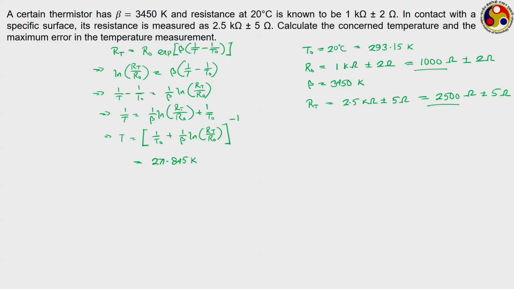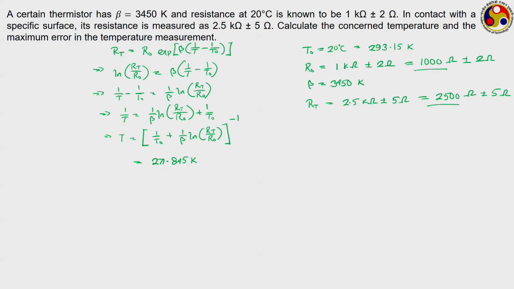Now, you have to calculate the uncertainty. Just think about how in the very first week we learned to calculate the uncertainty; the same principle we have to make use of here. We have uncertainty involved not in the value of beta and T naught, but in the values of RT and R naught.